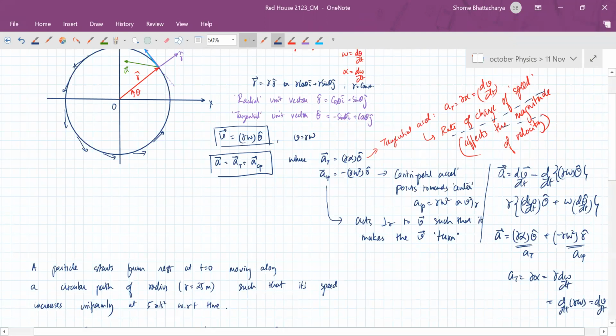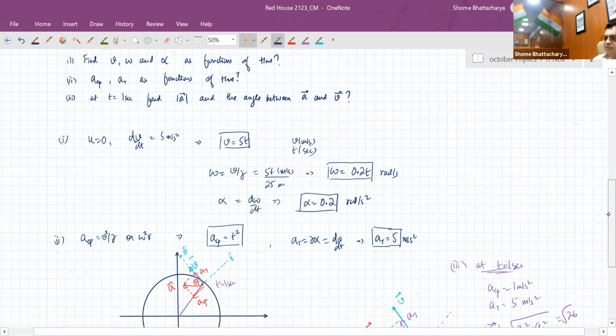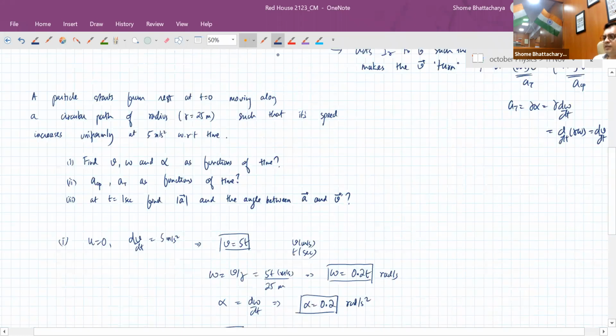Okay. So this is something important as a problem solving method also, that if you are given the rate of change of speed, like in this problem, dv by dt, the rate of change of speed was given to us. So that directly tells us what the tangential acceleration is. The moment I see that the speed is increasing at a uniform rate, this implies that the tangential acceleration is equal to 5 meters per second square. So I can directly say that from this. This is how we related this here also.